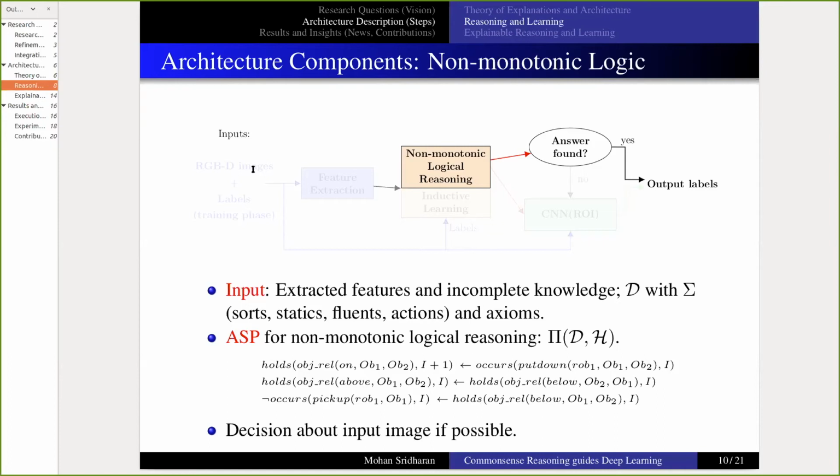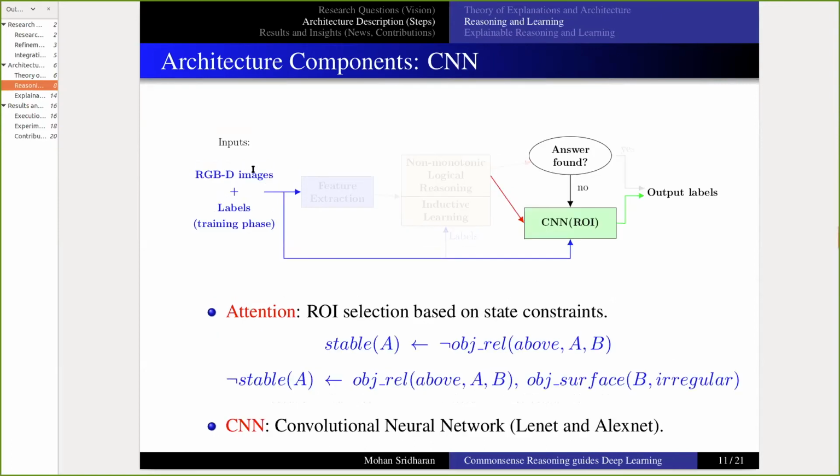And if we can, that is where we stop. We say, no, we are not going to do anything more. We have found the answer. But if we are not able to, we use the same knowledge that is encoded to say that if I am talking about object stability, I know what kind of relations matter. I am only going to look at those features and therefore those regions in the image. And I am going to only train my deep network on those particular sub-regions, or regions of interest, ROIs. So this highly simplifies my learning process.